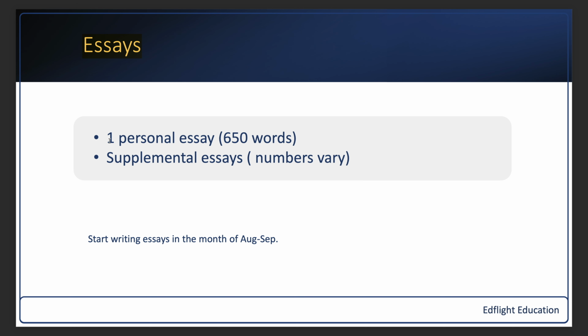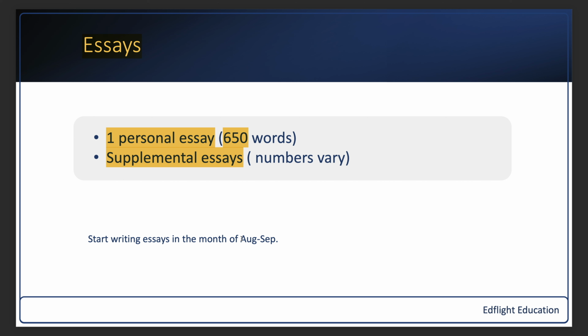The next big piece of the application is essays. Personal essay and supplemental essays. As a part of the application, you will be asked to write a 650 word personal essay. And depending on the university, there could be 2, 3 or even 4 college specific essays for each college you apply to. Now imagine if you are applying to 15 colleges, you would have to write 30 to 45 college specific supplemental essays, and that takes a lot of time. That's why I would recommend you to start your application as early as possible and start working on your essays in the month of August itself.